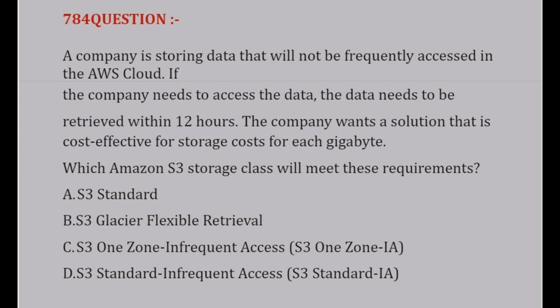Question is, a company is storing data that will not be frequently accessed in the AWS cloud. If the company needs to access the data, it needs to be retrieved within 12 hours. The company wants a solution that is cost effective for storage cost for each gigabyte. Which Amazon S3 storage class will meet these requirements? Option A. S3 Standard. Option B. S3 Glacier Flexible Retrieval. Option C. S3 One Zone Infrequent Access, S3 One Zone-IA. Option D. S3 Standard Infrequent Access, S3 Standard-IA.